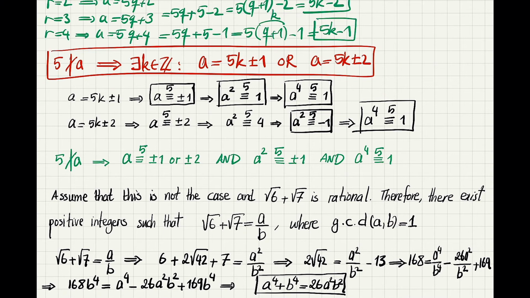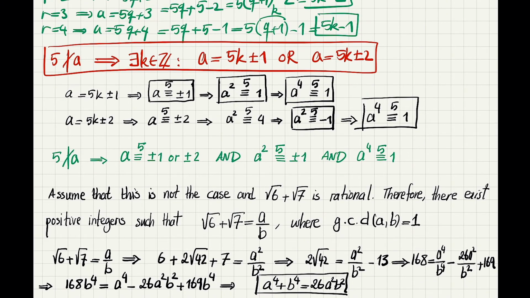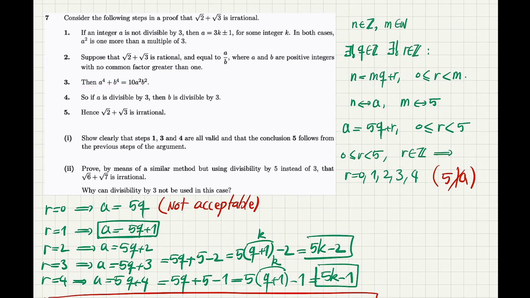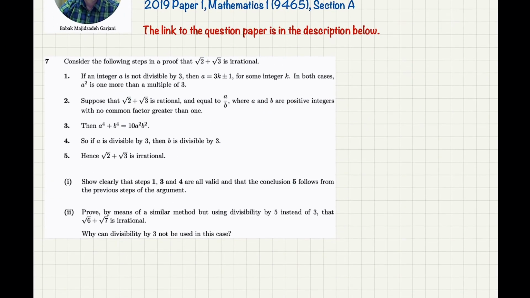Now this, what you see here, is the analog of this expression in the previous case. Now I want to prove a statement similar to this, but for divisibility by 5 instead of 3, yes? So I want to prove that if a is divisible by 5, then b is also divisible by 5. So that's my goal, okay? So let me go to the next page. Let me write my goal.